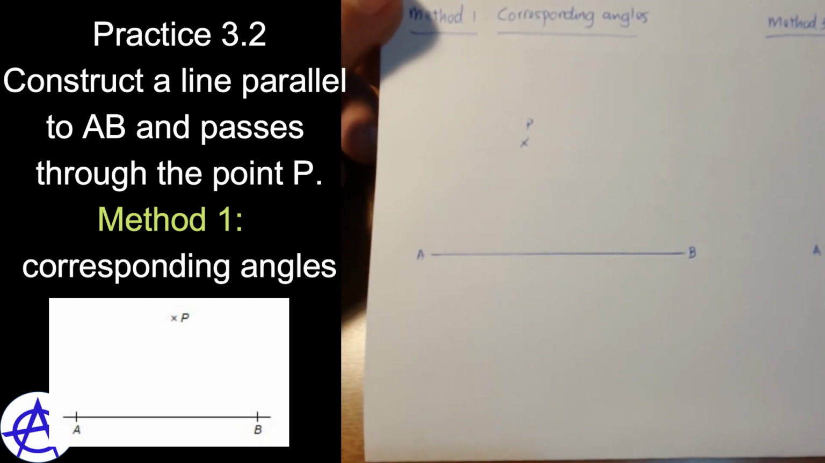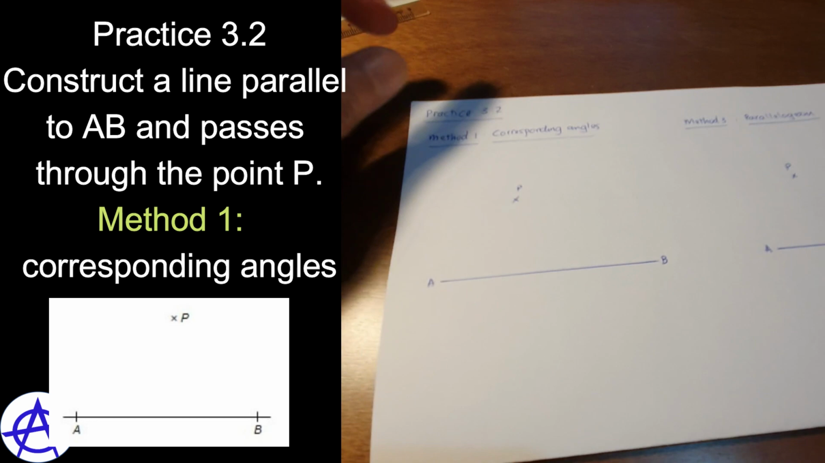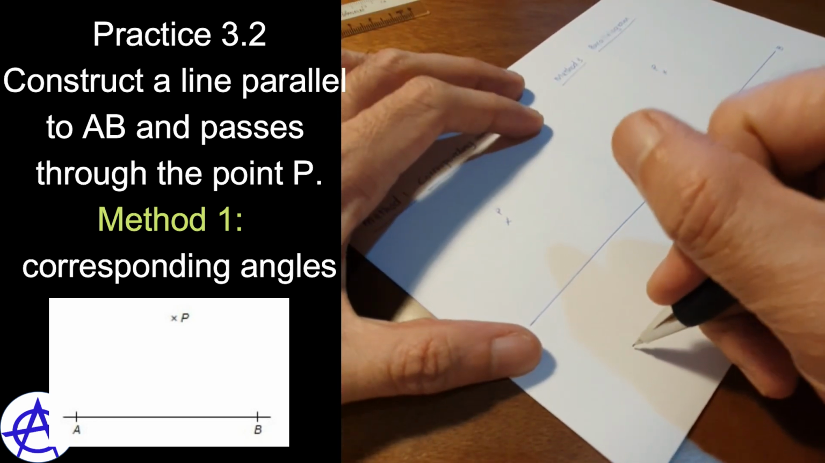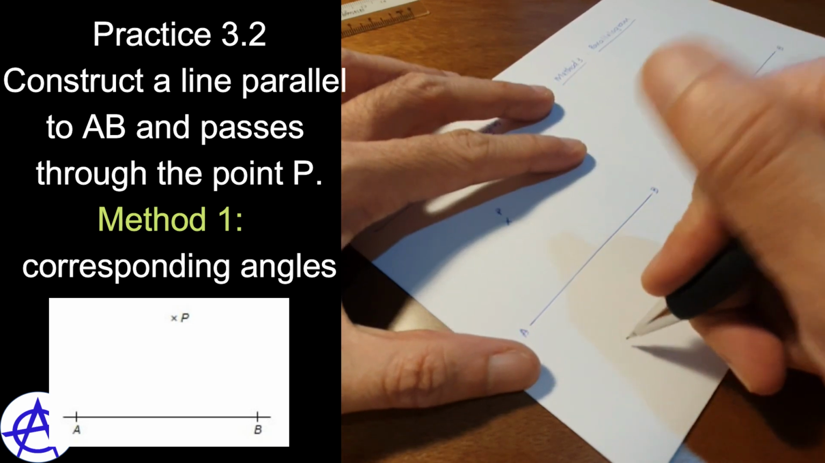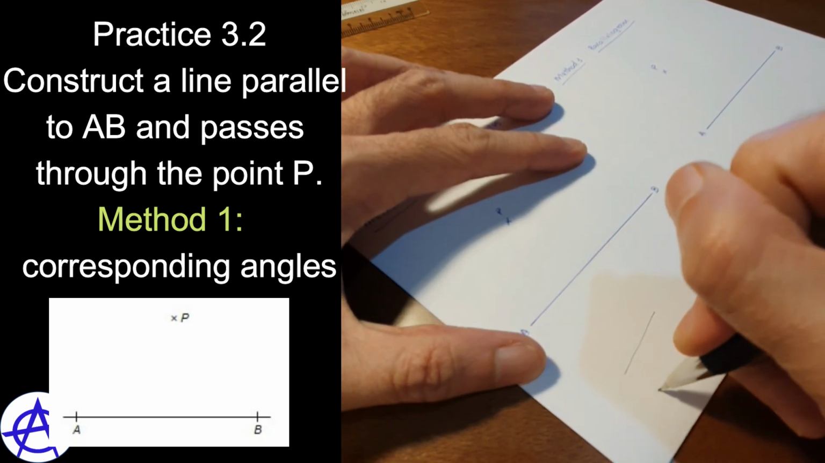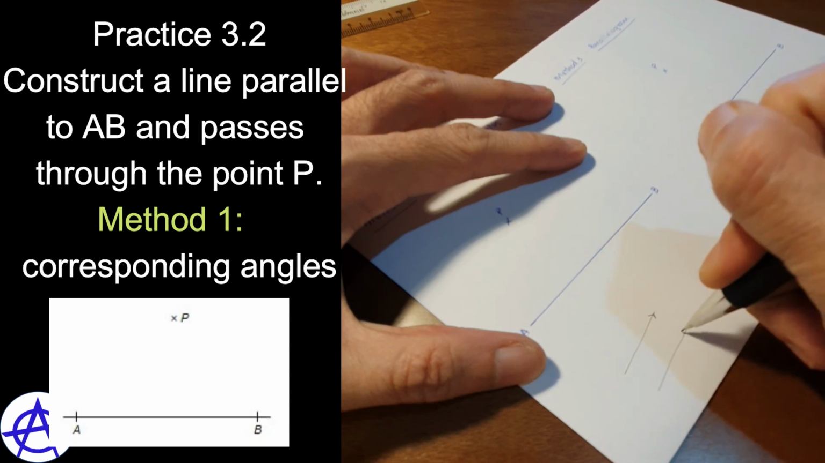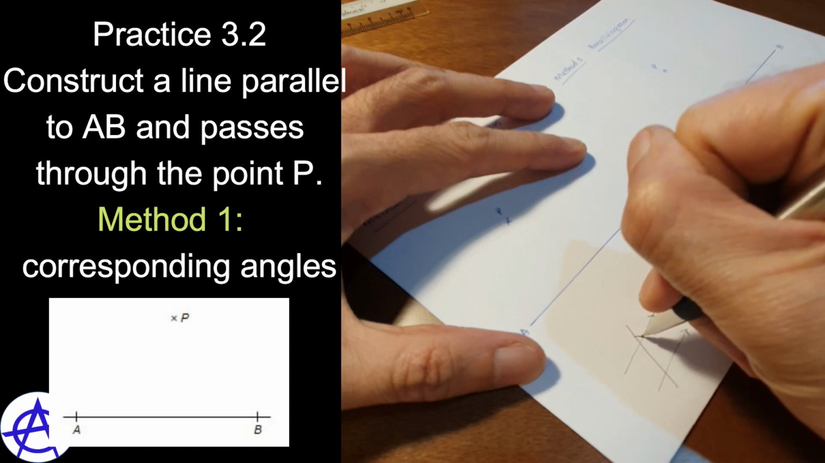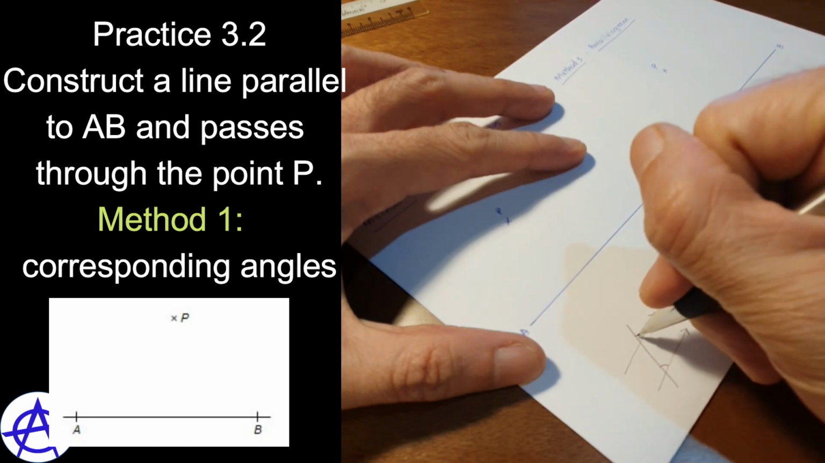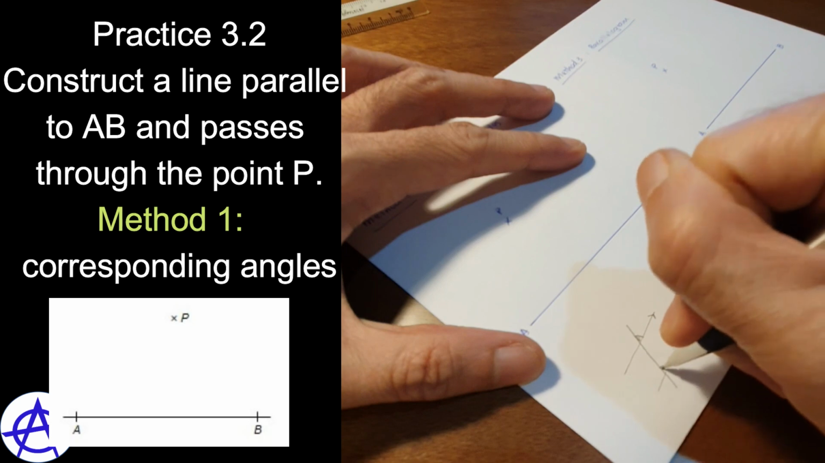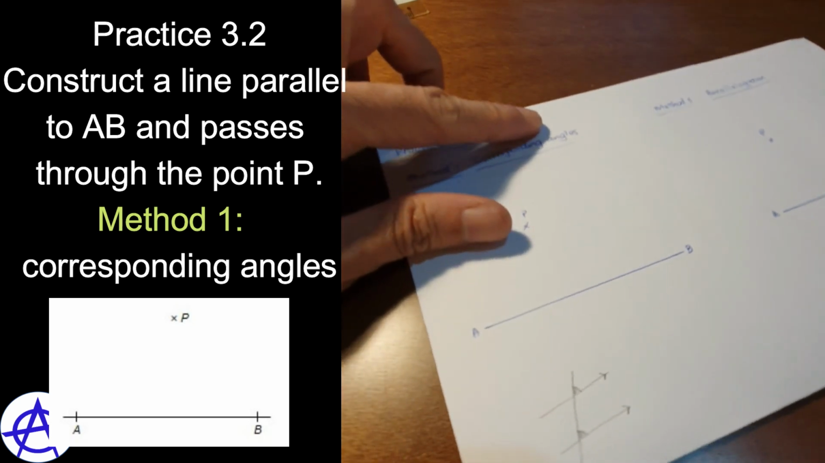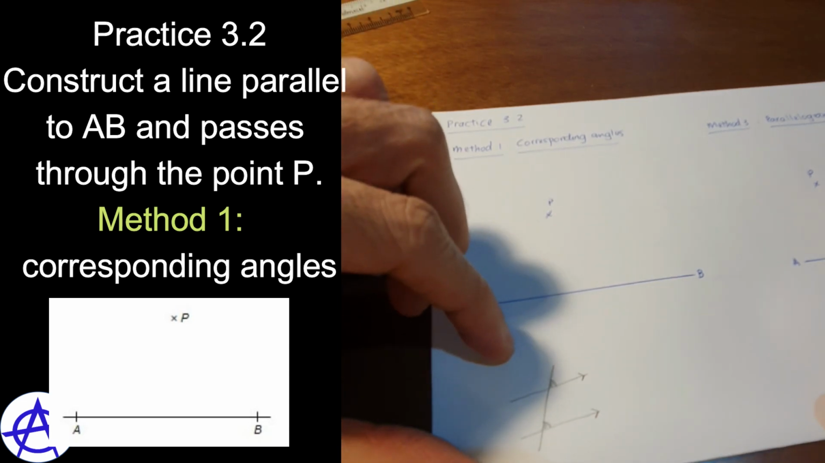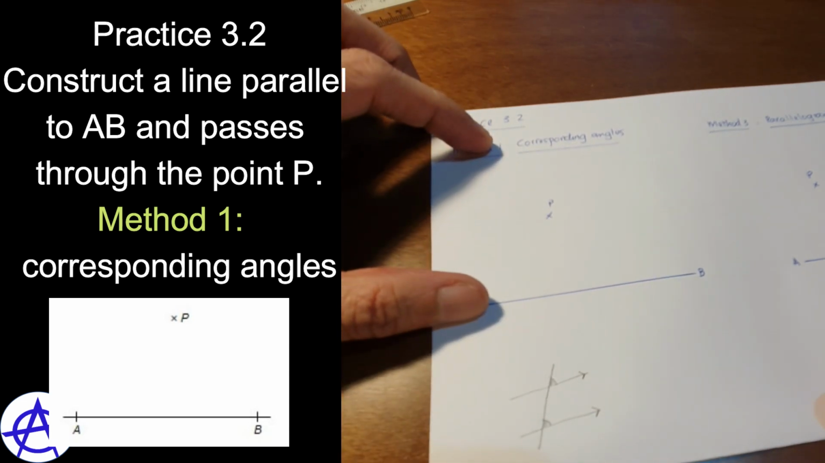For the first method, corresponding angles. What is the concept behind these corresponding angles? Recall what we have done for parallel lines. If there are 2 parallel lines and we have a transversal, then this angle and this angle are the same. We call these 2 angles corresponding angles. Now, I'm going to use this concept to construct the parallel line here.